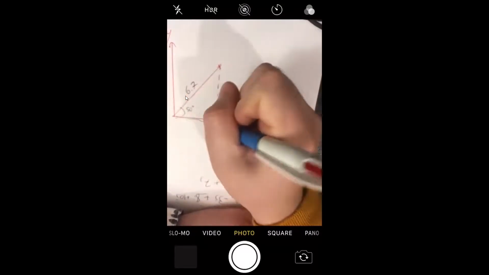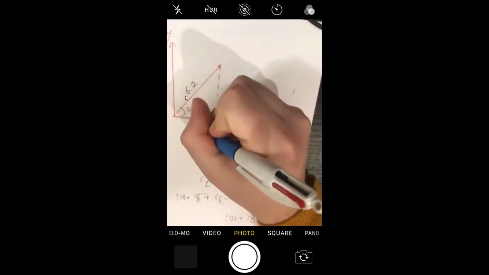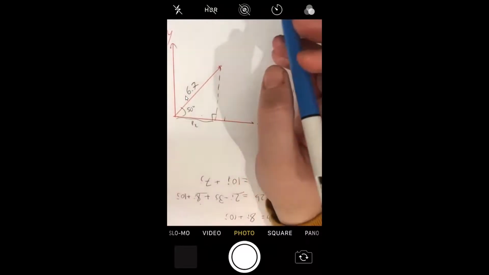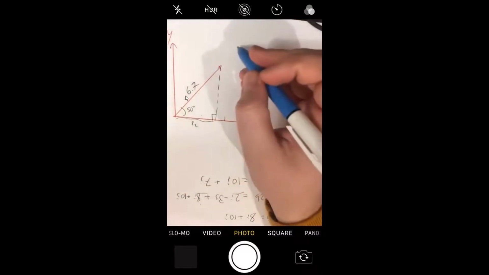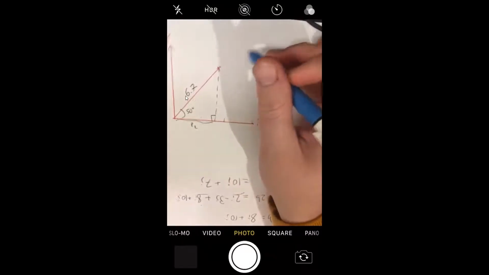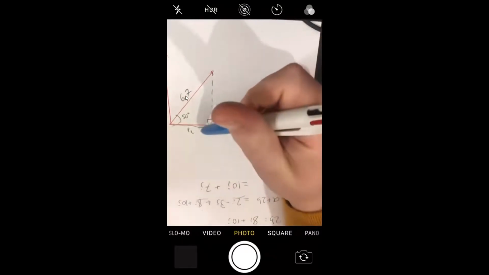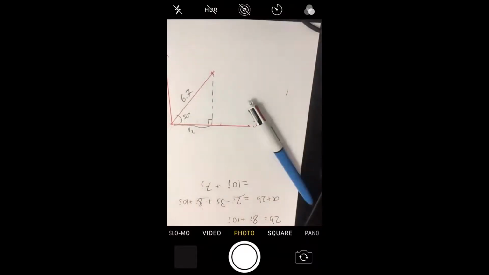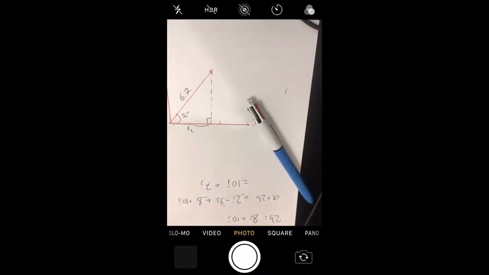I want to find this horizontal component first. This is P_x, the vector's x component. Someone remind me which ratio I should be using if I want to find P_x. Just remind me in chat. Which one do I need for x? Is it sine, cos, or tan? Cos. Yeah, we're going to use cos.